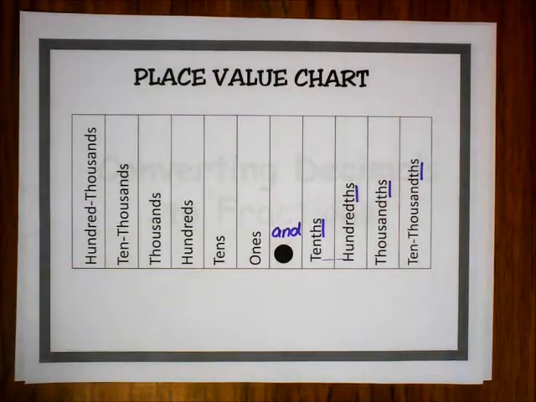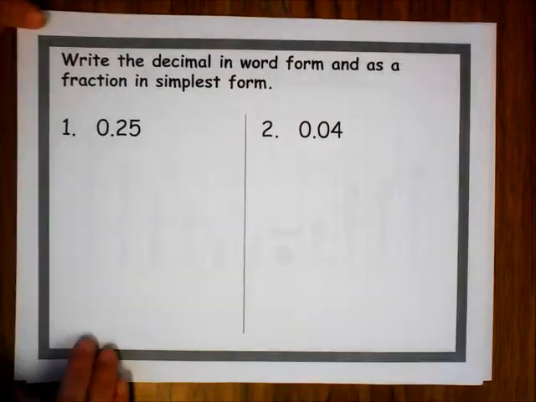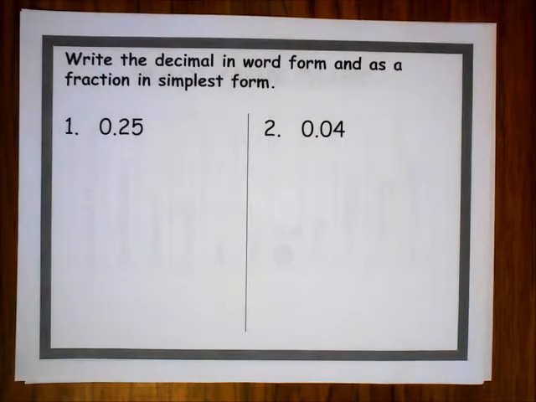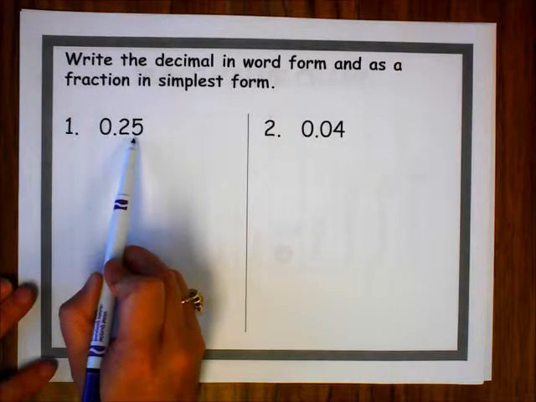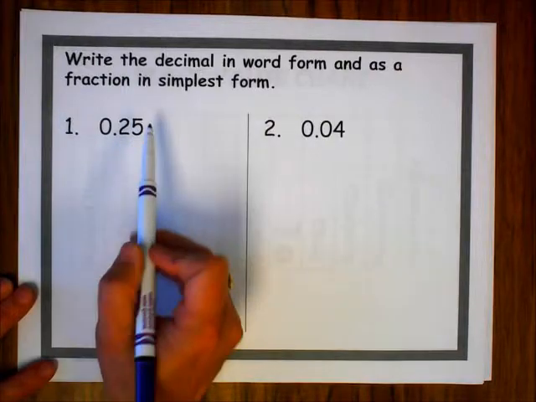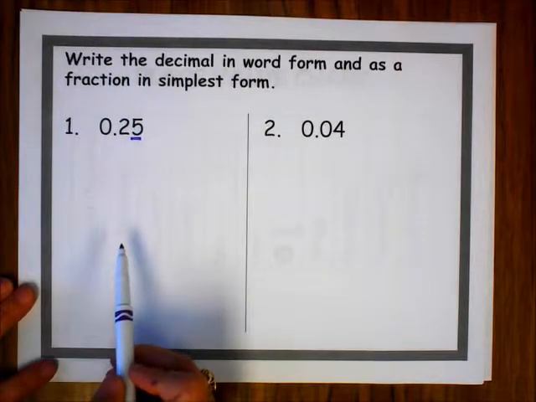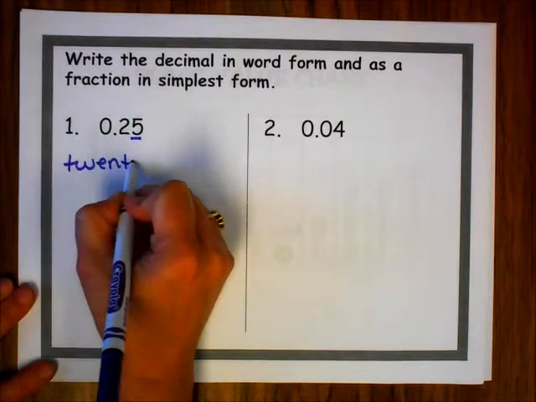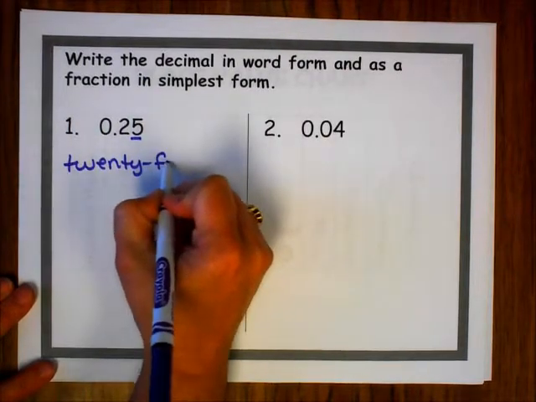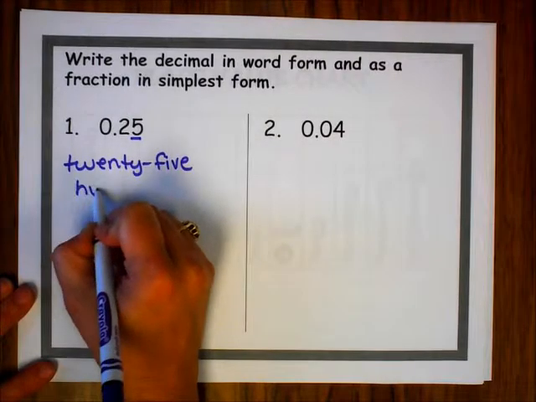Now let's do some practice problems together. It asks you to write the decimal in word form, that means all words, and then as a fraction in simplest form. So let's look at number 1. The correct way to say decimal 25 is 25 hundredths because the 5 is in the hundredths place. So they want me to write it in word form. So 25 hundredths.